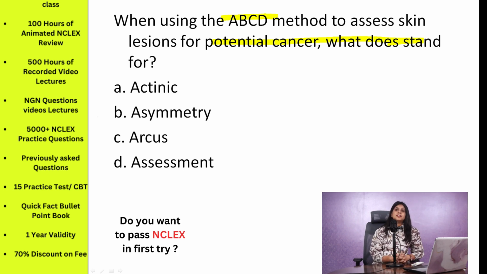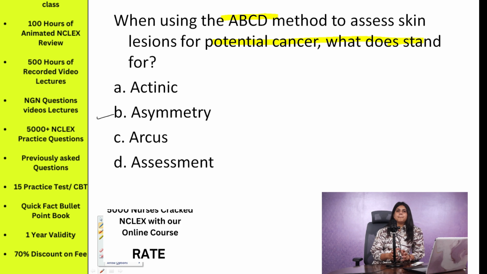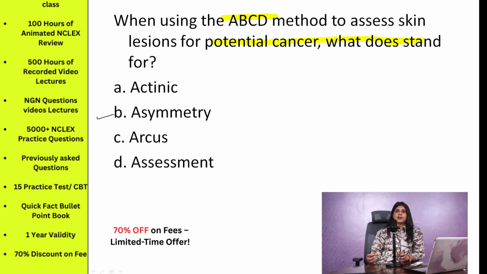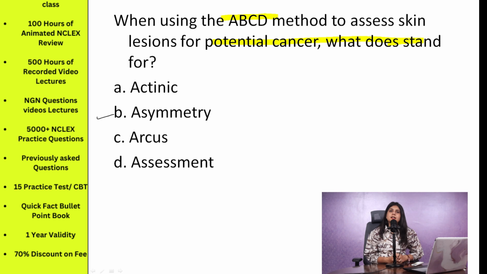Rationale. The ABCD rule for skin cancer detection stands for A. Asymmetry, uneven shape. B. Border irregularity. C. Color variation. D. Diameter larger than 6 millimeters. Actinic refers to sun-related damage. Arcus relates to an eye condition, and assessment is a general term.